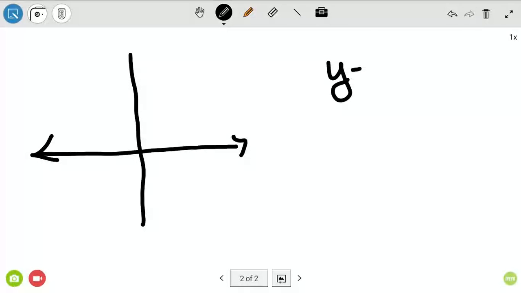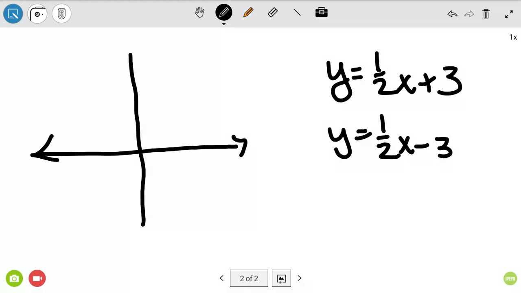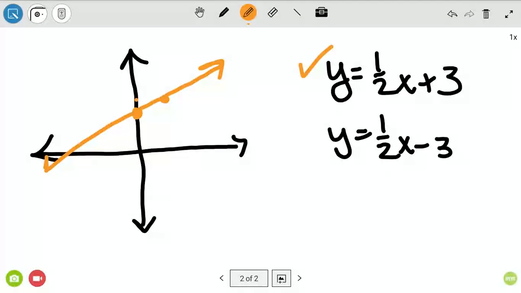If I have y equals 1/2 x plus 3 and y equals 1/2 x minus 3, okay? If I graph these, I go up to positive 3 and I put a point right here, and I go up 1 over 2. Okay, there's that line. Now I graph this one at negative 3, up 1 over 2, and I draw this line. Where do they cross? They're never going to. They're parallel.